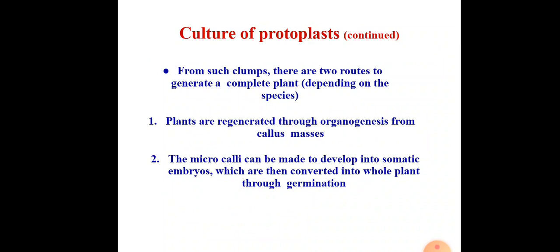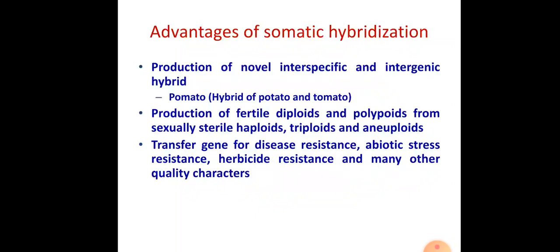The plants are regenerated through organogenesis, like a callus, and from the callus we can have some shoots, or whatever the need, we can do it from the callus. Another route is that microcalli can be made to develop somatic embryos. So from the callus we can produce somatic hybrid embryos, and from the embryos we can have whole plants from regeneration.